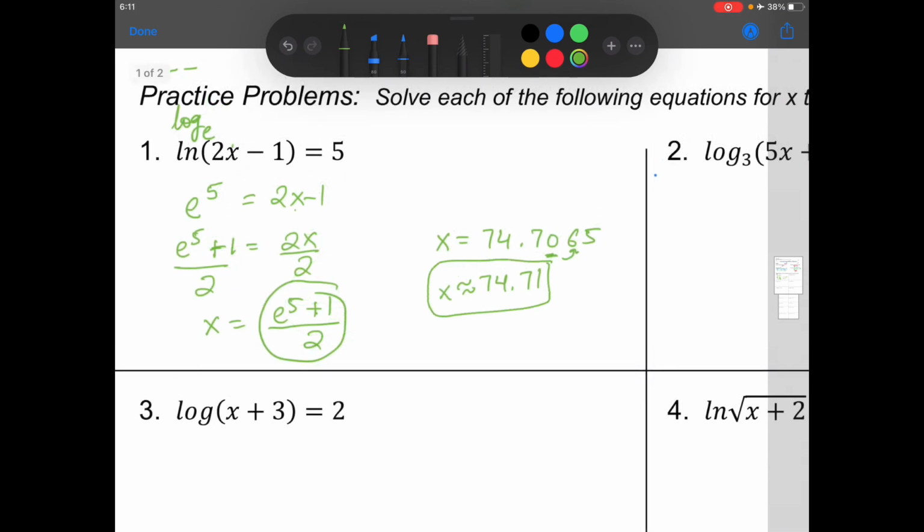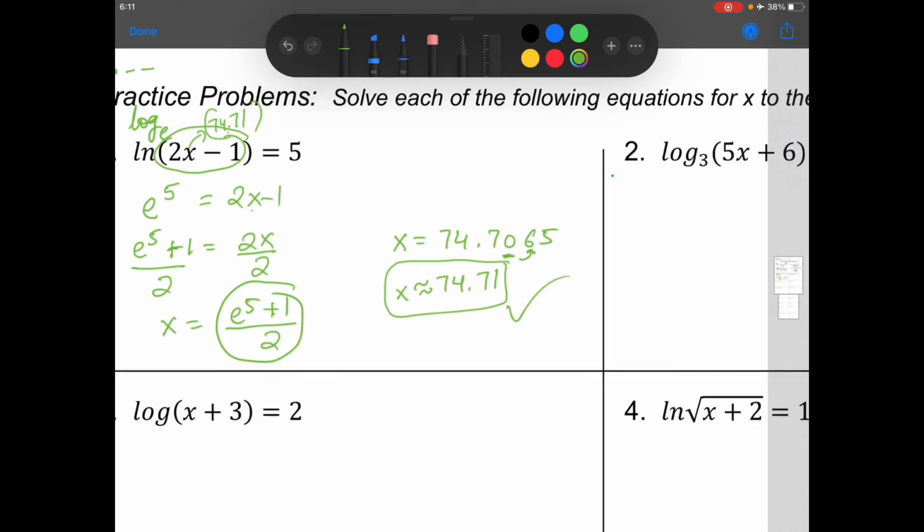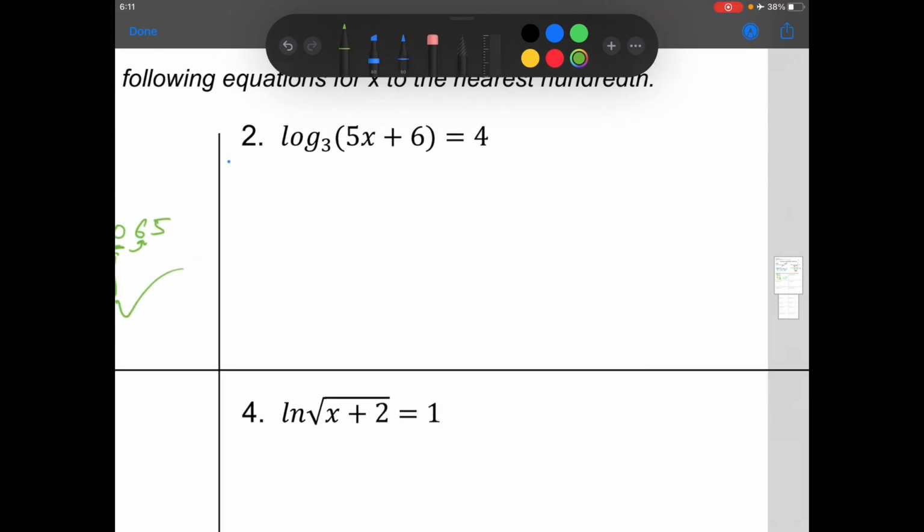As I said, you must always check your answer. So I'm going to take this 74.71 and substitute in here: 2 times 74.71 minus 1. This number should never be negative. If it is negative, then that is an extraneous root. If I substitute in 74.71, it's going to be a larger number. It's not going to be negative. It's going to be a larger number than 0. So this is good.